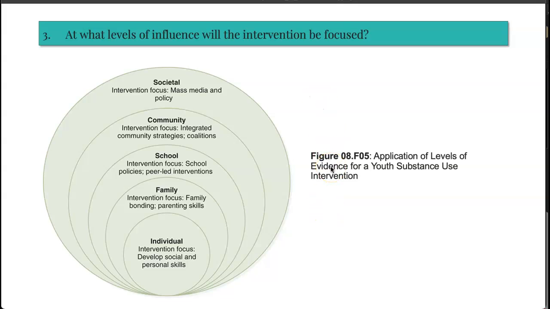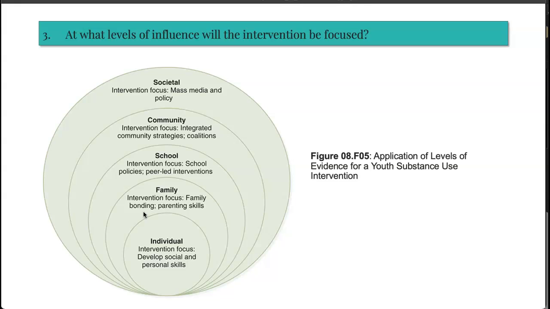So this is an example of doing a multi-level intervention, and the example here is focused on a youth substance use intervention. If you were trying to target all these different levels, at the individual level you might work on helping the youth develop social skills and personal skills. At the family level, you might focus on building the bonding relationships between the parents and the child, or helping parents gain the skills to talk to their teen about substance abuse issues.